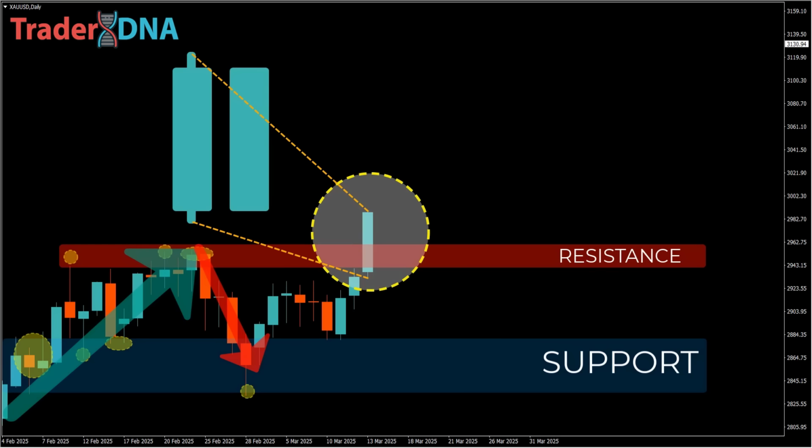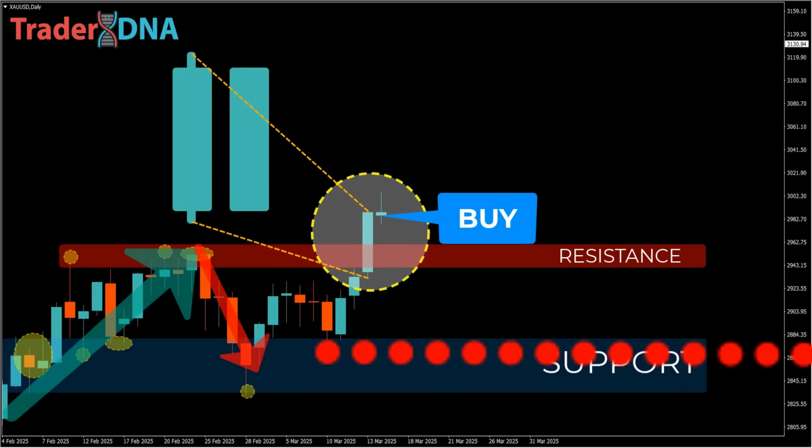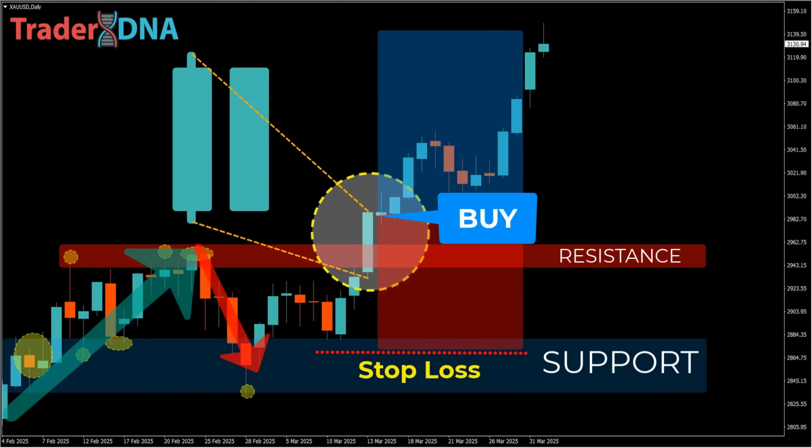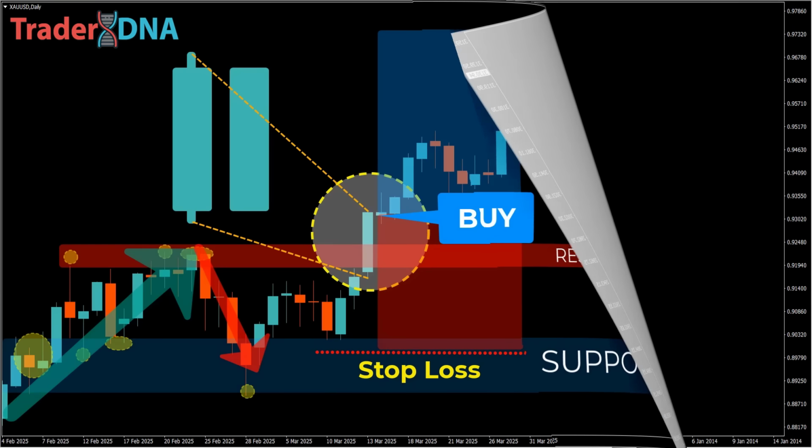So what's the play? The moment you see a bullish breakout bar with a strong body and small wick, you should immediately enter a buy position on the next candle's open. And of course, set your stop loss at the nearest swing low to manage risk properly. And the result? Boom, the price exploded upward, fast and strong, exactly as expected. This is a high probability setup, and if you apply it correctly, it can lead to some incredible trading opportunities.